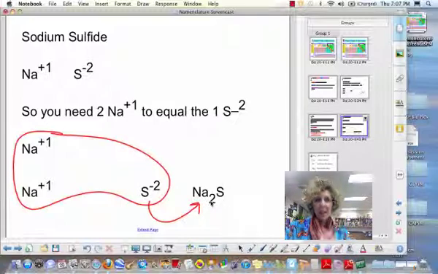Na2S. That little subscript means I have 2 Na cations. So Na2S. Again, no pluses or minuses in the compound formula because those positive and negative charges have balanced out and are no longer there because they are equal.